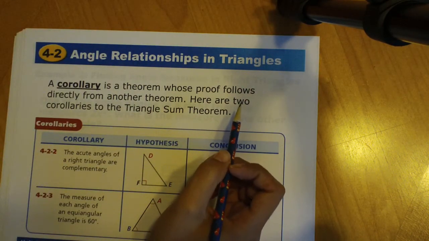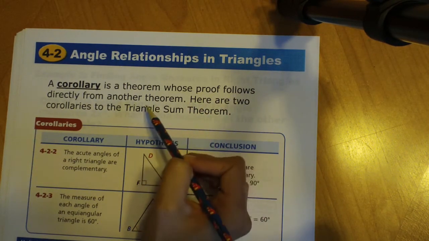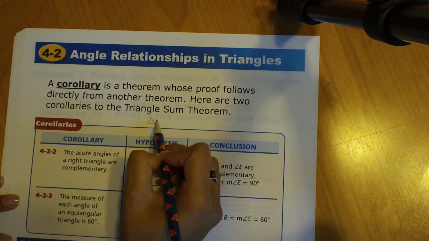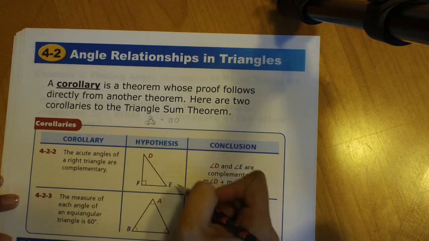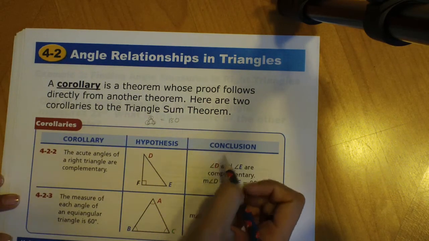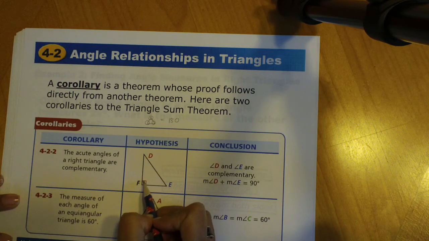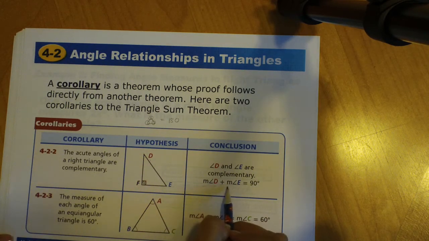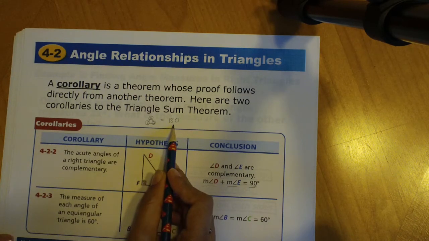You're also going to be learning corollaries in addition to the theorems that you're going to be learning, and a corollary is a theorem whose proof follows directly from another theorem. So you already know that all the angles in a triangle, if I add all of them up, they're going to add up to 180 degrees, and that's where these are derived from. So the first corollary is that if you have a triangle that is a right triangle, you see my right angle here, then the two other angles, angle D and angle E in this case, if I were to add them together, I get 90. And that's because all three of them are going to add up to 180.